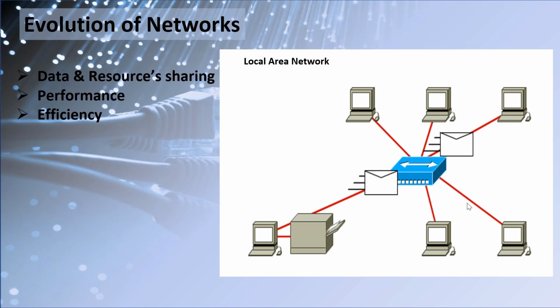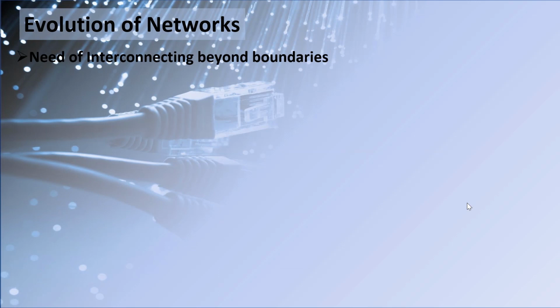So gradually the usage of computer systems grew in the business world, and soon it was obvious that even LANs are not going to be sufficient. There was a need to interconnect geographically separated networks, and that's the time when the Metropolitan Area Network MAN, or Wide Area Network WAN, or Internetwork, these network types came into the picture.